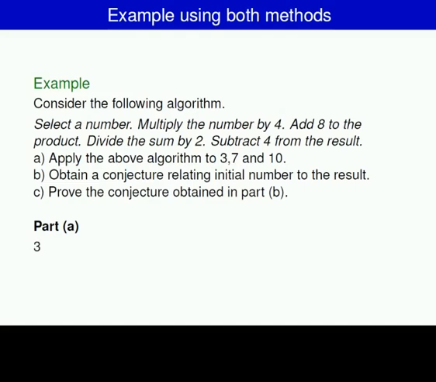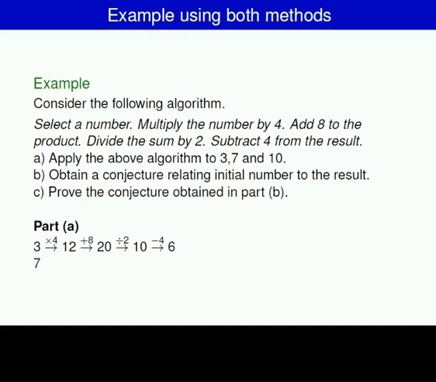So we are starting with 3. Multiply by 4, we get 12. Add 8, we get 20. Divide by 2, we get 10. Subtract 4, we get 6. So starting with 3, we do all these things, we end up with 6.